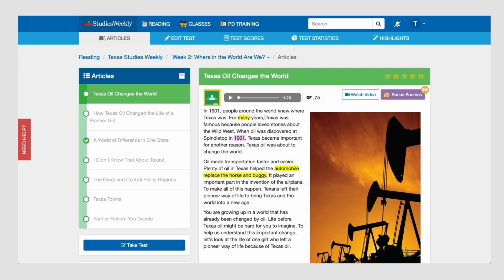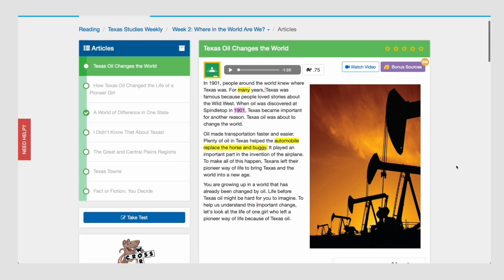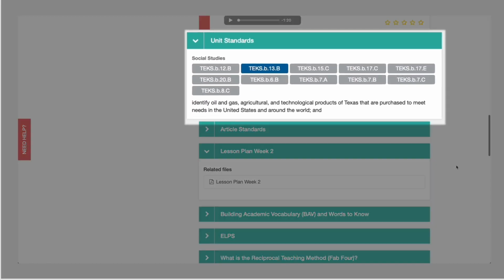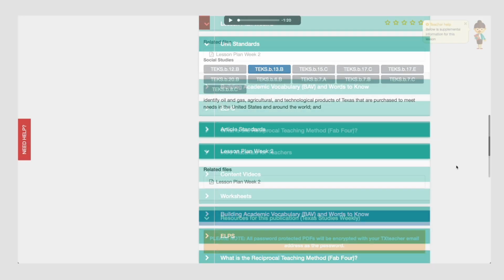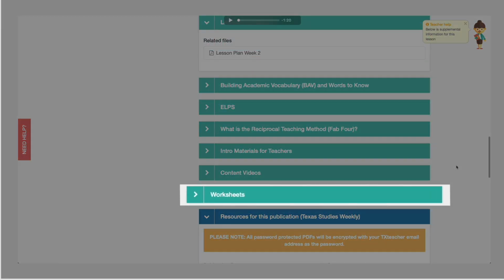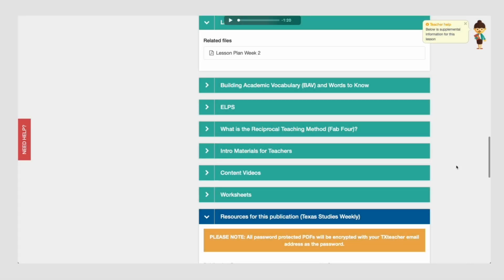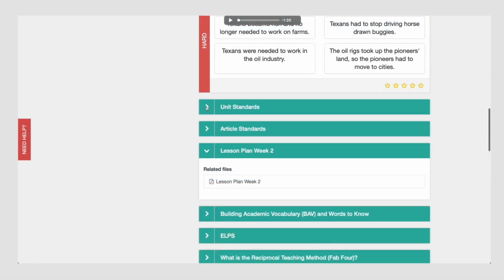Instructional resources can be found under any article. Students cannot see these resources. The teal resource bars include unit standards, lesson plans, worksheets, and content videos. Available resources may vary depending on the unit.